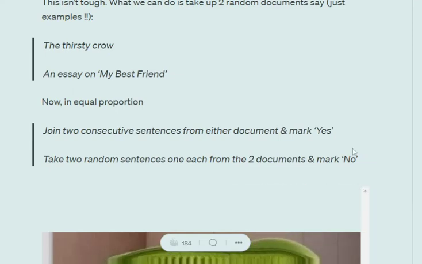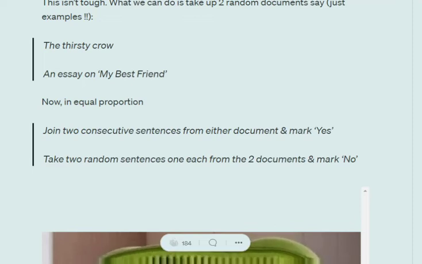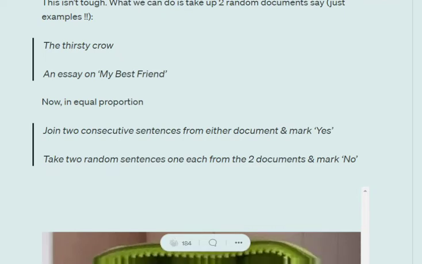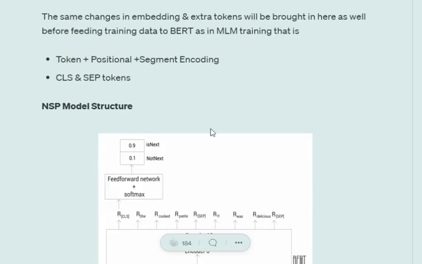I guess you must have got an idea how we are trying to prepare the training data set. If you're able to pick out two consecutive sentences from any random document, the label would be one. Else, we would be picking out random sentences from different documents or even from the same document. The same document can be an issue, because we might find some association, so it would be better to take sentences from different documents and mark them as no.